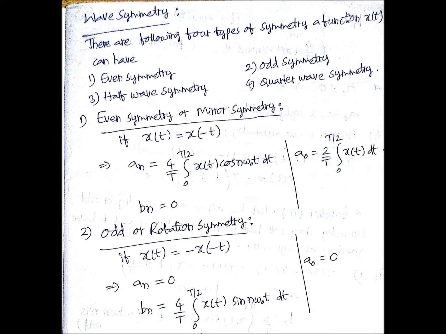Another one is odd or rotation symmetry. It is for the waveforms which satisfy the condition x of t equals minus x of minus t. So here an equals 0 and a naught equals 0, but bn is 4 divided by T integral 0 to T by 2 x of t sine n omega naught t dt.